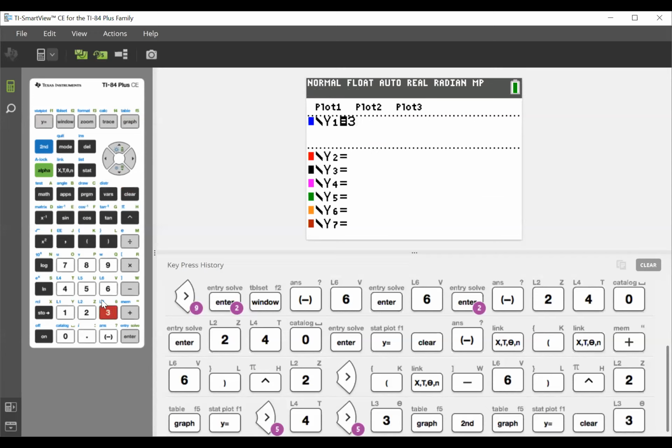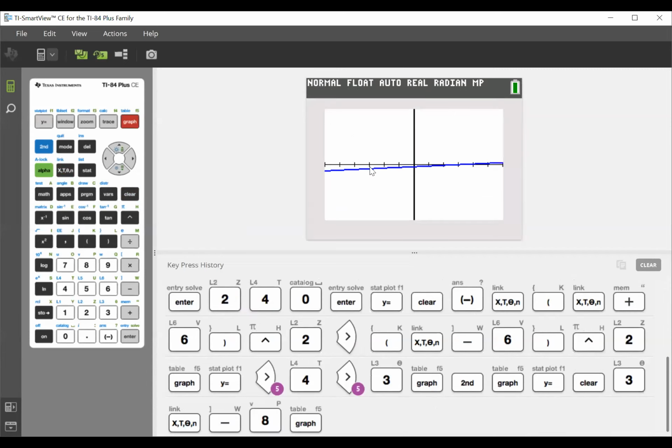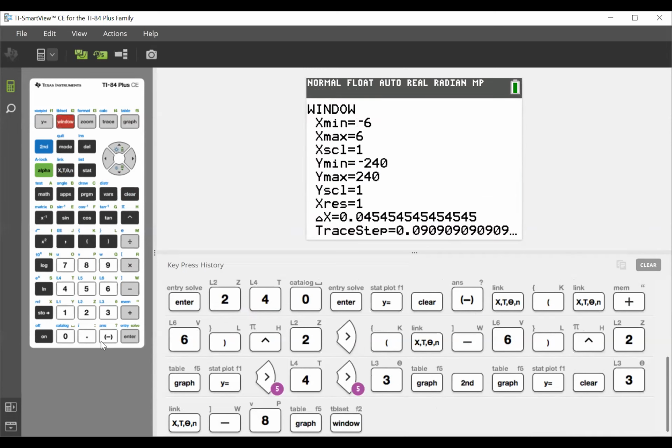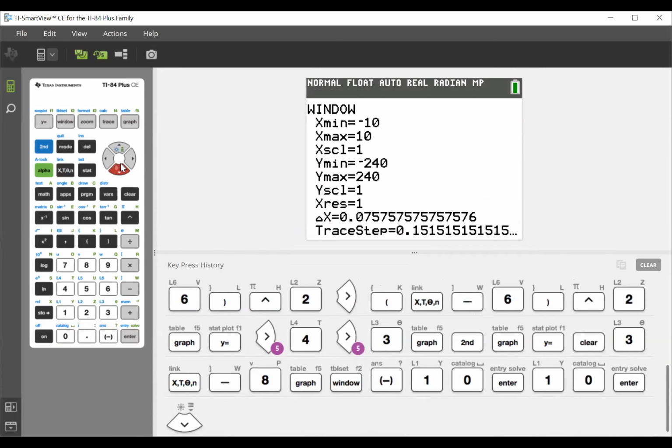If we drew a horizontal line, not a vertical line, it wouldn't cross over it more than once. So it looks like it's just the graph of a straight line. I'm going to go back to my window, because we messed with it earlier, and change it back to -10 and +10 here, just so we can get a better picture.